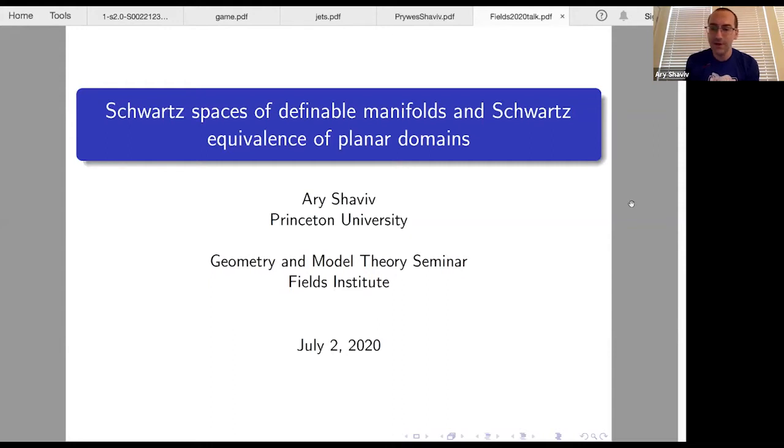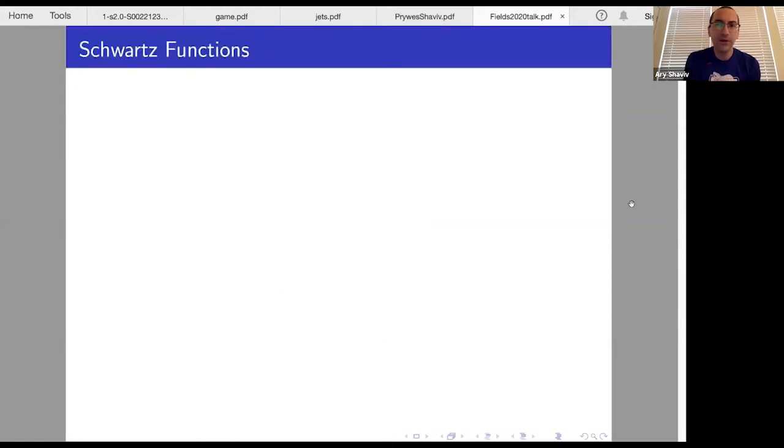Okay, so let's start. So let's start with what are Schwartz functions. So the setting will be quite simple throughout this talk. So we'll have an open subset of Rn. Later we'll talk about the complex plane, but we'll think about R2. So Schwartz functions for us will always be real valued. Even when we say Schwartz functions on the complex plane, we'll just think of Schwartz functions on R2.